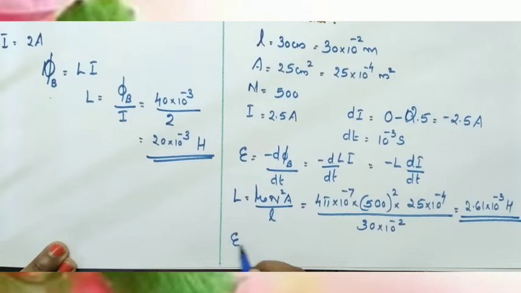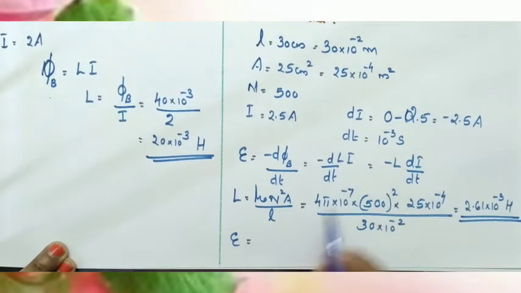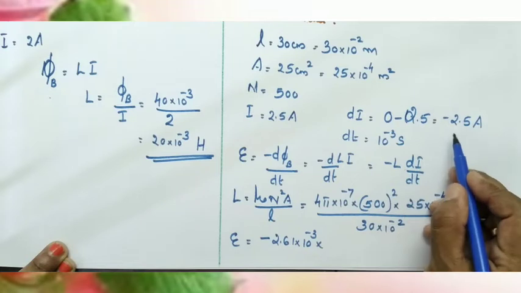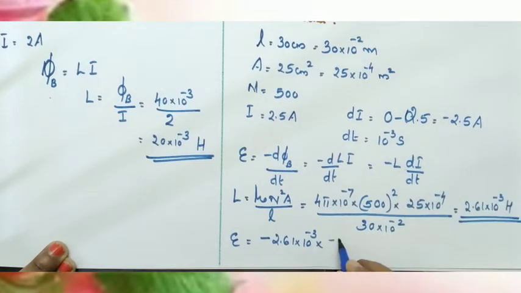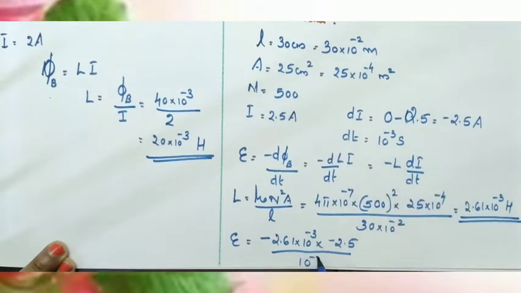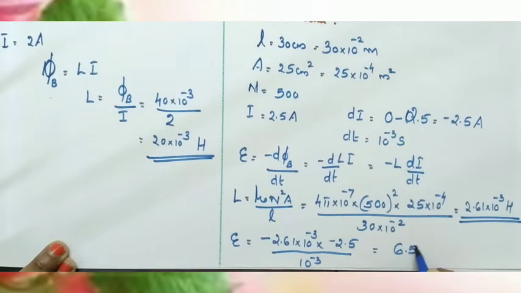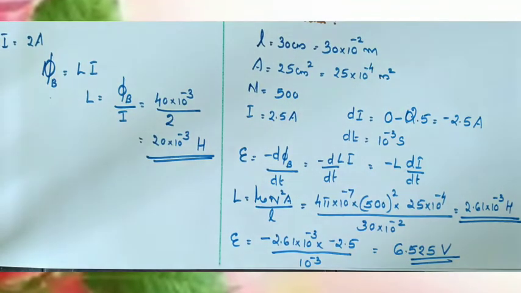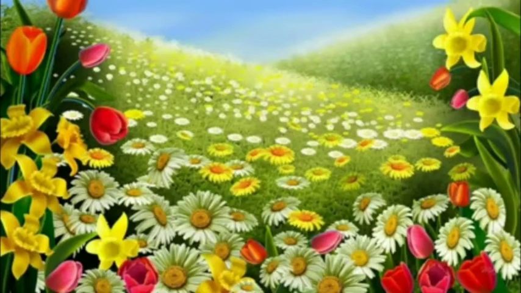Now, EMF, we have EMF equal to minus L into di by dt, no? So minus L, what is L? 2.61 into 10 raised to minus 3 into di. What is di here? Change in current is minus 2.5. So minus 2.5 divided by time, 10 raised to minus 3. Negative becomes positive. So the final answer is 6.525 volt. Okay, 2.61 into 2.5, it is 6.525 volt. So that is the induced EMF. Clear?